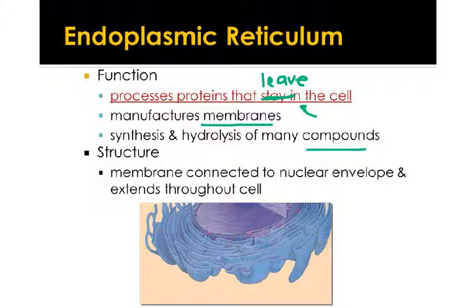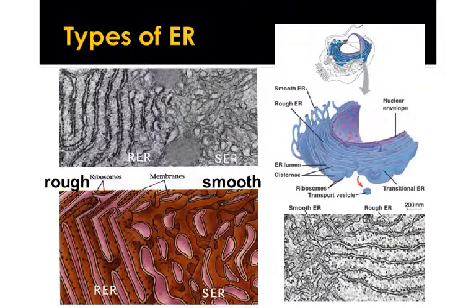Your endoplasmic reticulum is made of a bunch of folded membranes that are interconnected to the nuclear envelope, or nuclear membrane. You have two types of ER.